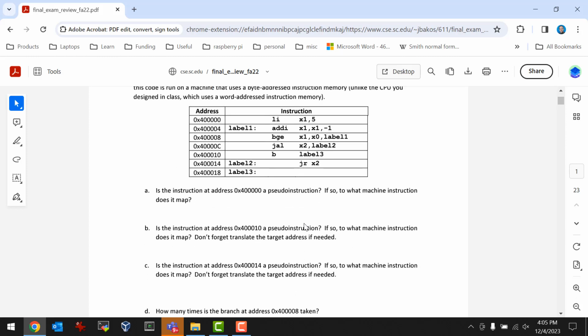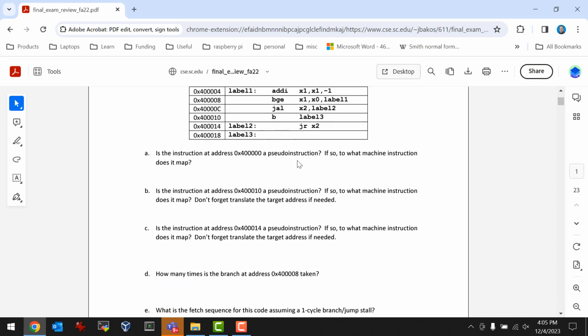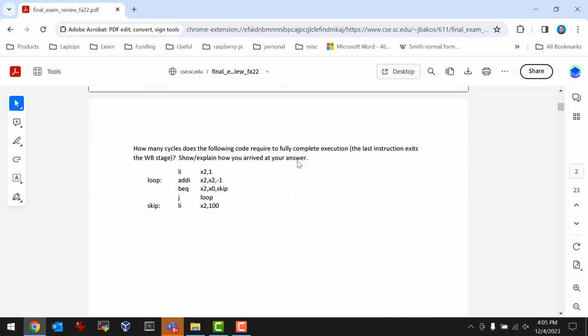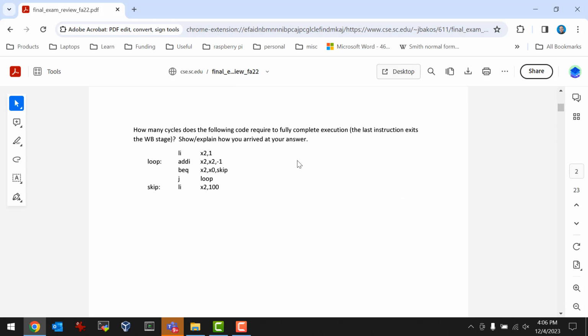So the point there is that you basically have to follow whether the branches are taken or not, and you also have to remember that you're always going to fetch the instruction right after each taken branch and jump as a stall. Okay, so how many cycles does the following code require to fully complete execution? Same idea here.